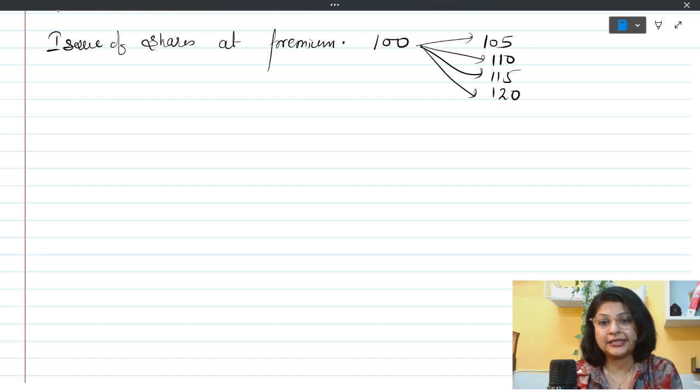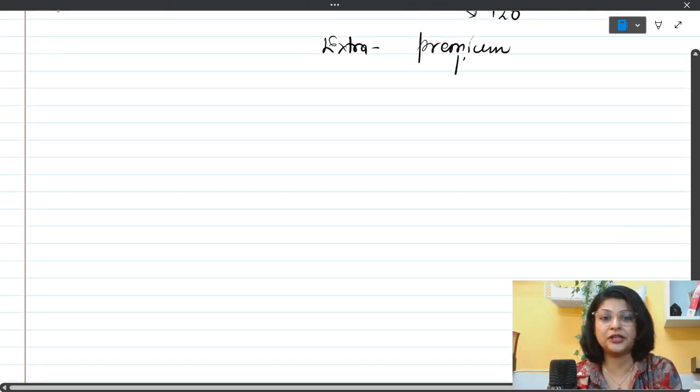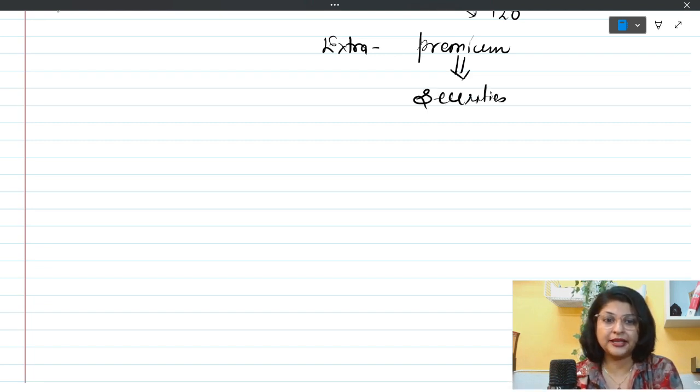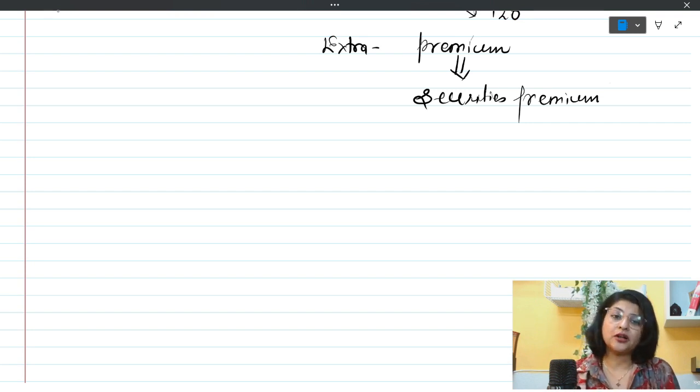So whatever extra amount is coming is known as premium, and this goes to a special account. That account is known as securities premium. So this account has to be dealt with separately. What is the impact of this in the journal entries? If I talk about the issue of shares in lump sum, then there won't be any effect. We haven't learned those entries yet, but we will be doing them in today's class only.